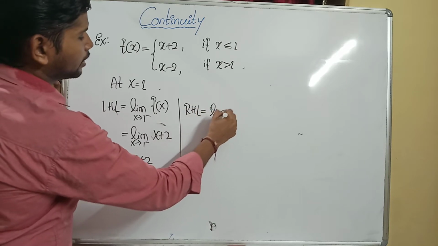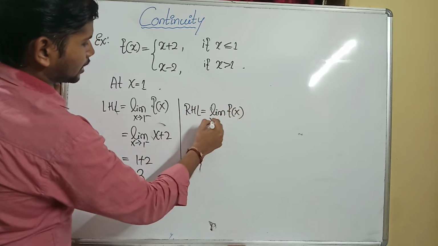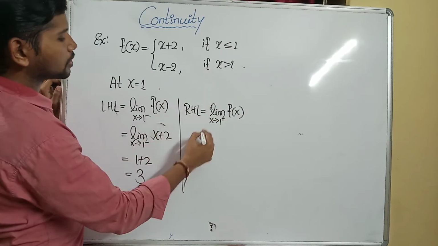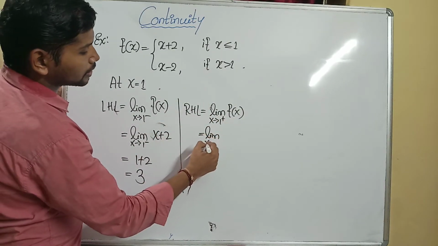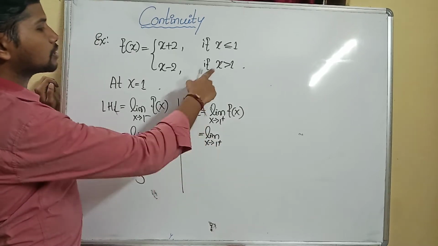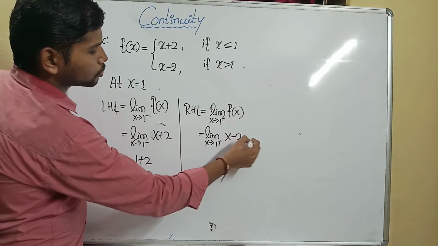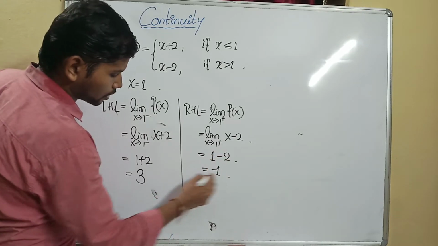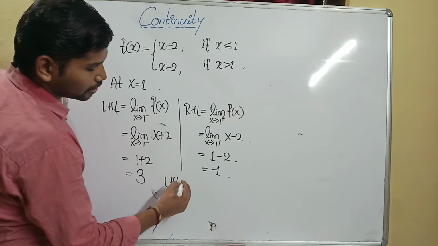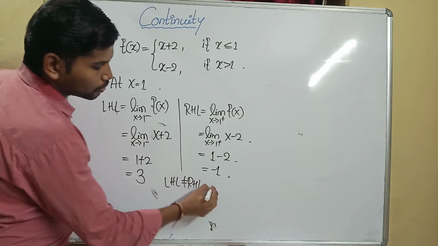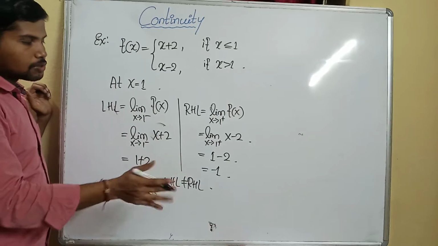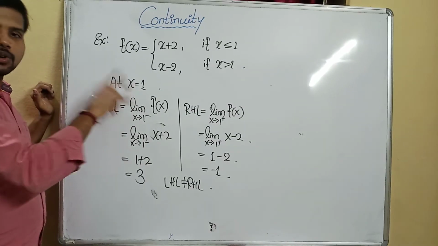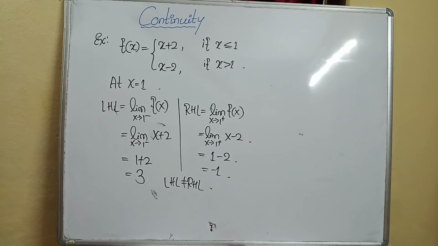The RHL part is the limit of f of x as x tends to 1 plus. 1 plus means greater than 1, so I take the function x minus 2. It will be 1 minus 2, which is minus 1. Is LHL equal to RHL? No, LHL is not equal to RHL. The limit does not exist, which means it is not continuous at x equal to 1. Got the point clearly? Okay.